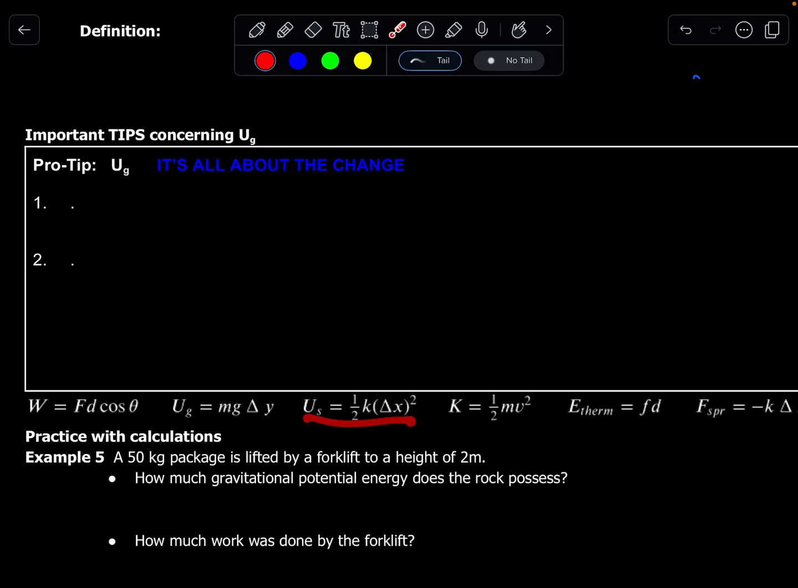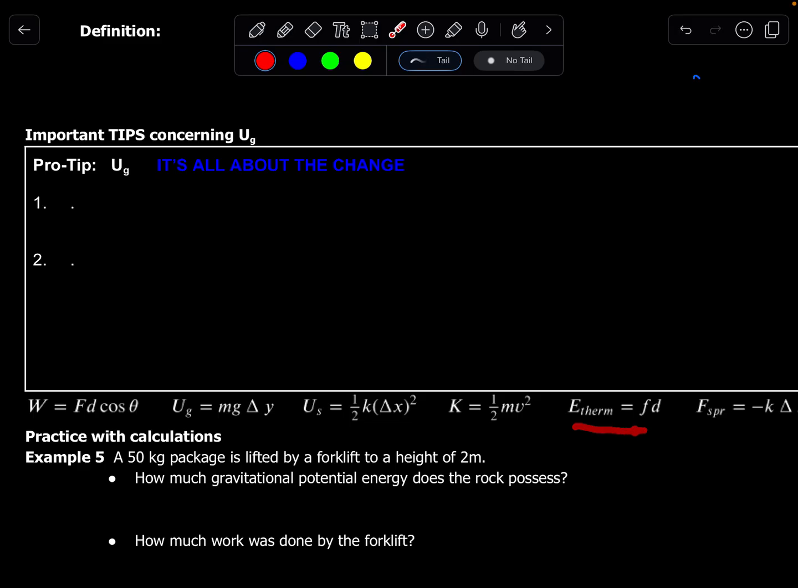The spring energy equation: the work done by an external force is going to change the energy of the spring, and we get 1/2 k delta x squared to calculate the spring potential energy. Work done by a net force will equal the change in kinetic energy, and kinetic energy is equal to the translational kinetic energy that we started out with, which is 1/2 mv squared.